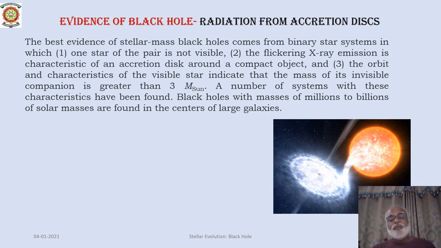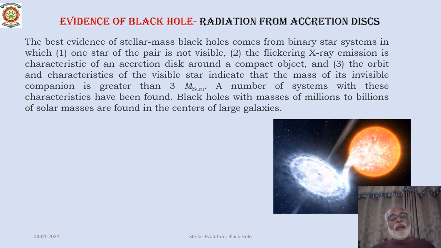So this white region that you see is not the black hole. The white region is the accretion disk. The dot at the center where there is no light, that is the black hole. And this radiation is not coming from this dot. It is coming from the falling material. So the best evidence of stellar mass black holes comes from binary star systems, in which one of the stars is a black hole, the other is an ordinary star, in which one star of the pair is not visible to you because that's a black hole. And there is this flickering X-ray emission, which is characteristic of an accretion disk around a compact object. So that's the basic and fundamental evidence that we have.